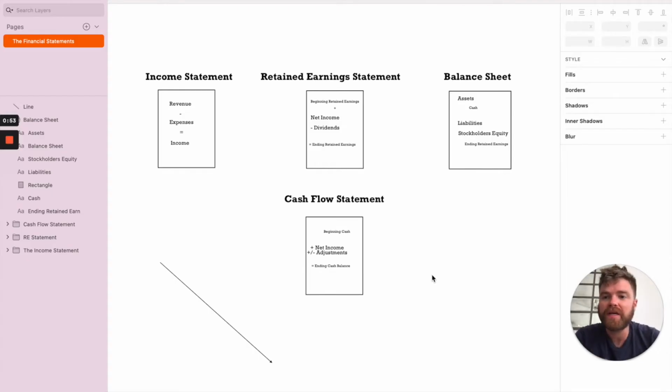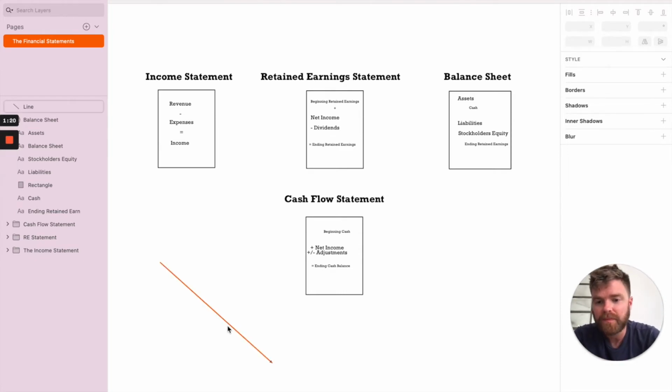So I'm actually in a software called Sketch here. It's a design software, but it's going to be very helpful to show you from a holistic point of view how this looks and how these different statements connect together. I'm not going to go too in depth on each statement. If you're interested in that, I have another series on the income statement, cash flow statement, and balance sheet, on how to make those. But here I'm just going to show you the general flow of how these accounts flow together.